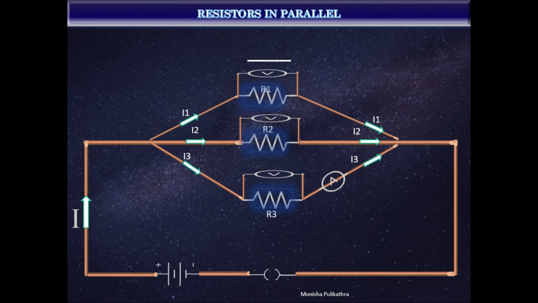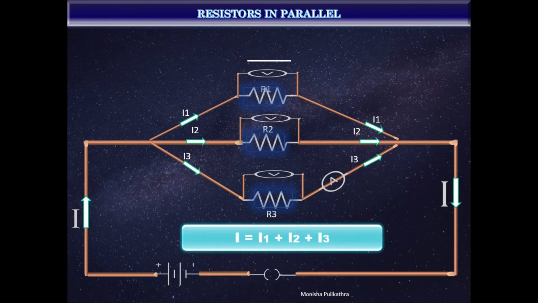The total current is I, which divides into 3 branches as I1, I2 and I3. Now the total current is equal to the sum of the currents flowing through each resistance, that is I is equal to I1 plus I2 plus I3.